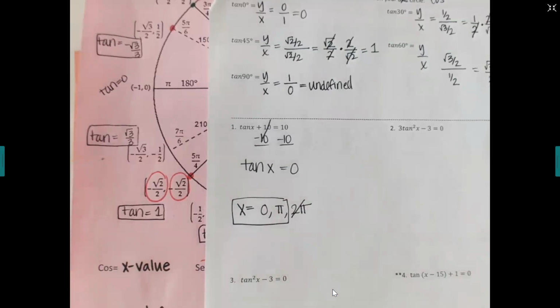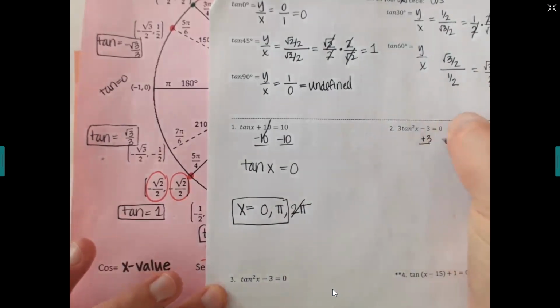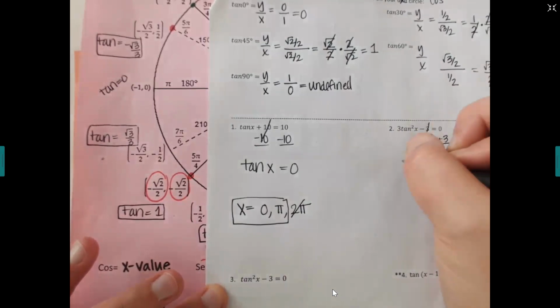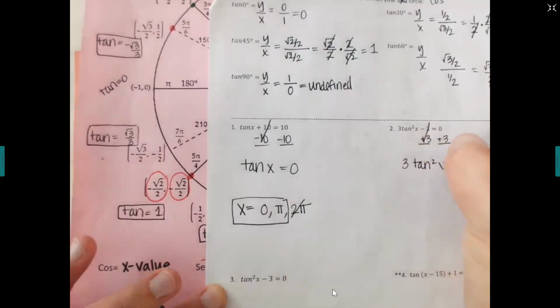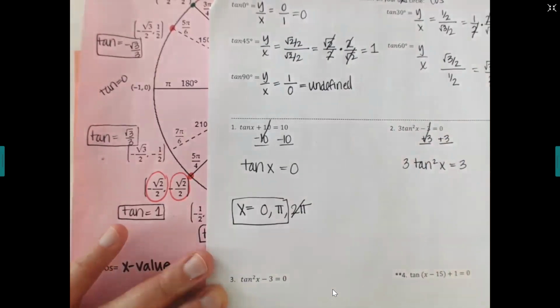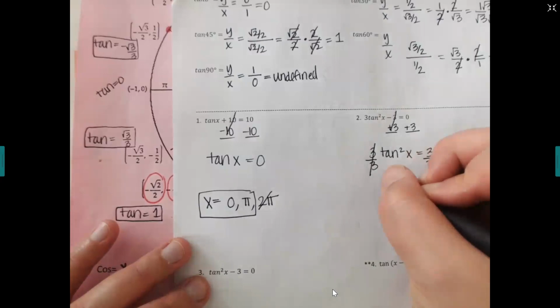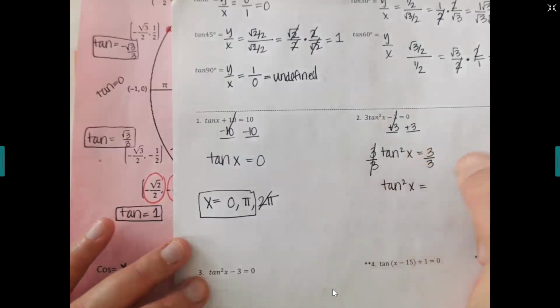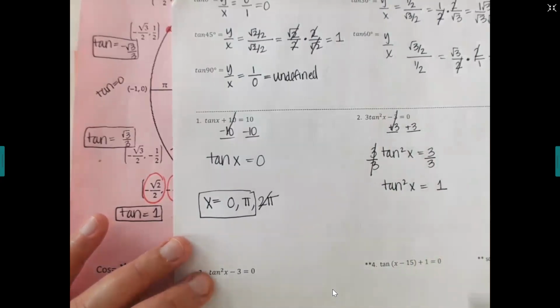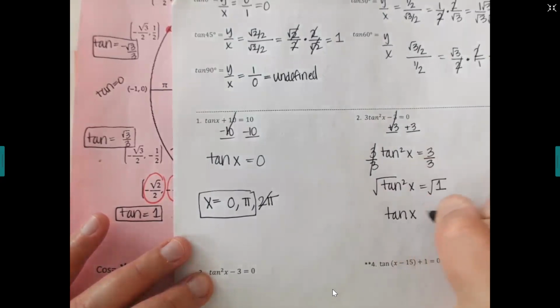Okay, number 2 next to it, what should we do first? Plus the 3. So 0 plus 3 is 3. Next step, what should I do? Divide the 3. That means that tan squared equals what? Hold on, 3 over 3 is what number? 1. Okay, we're not done yet. What do we do next? Square root. And when you square root 1, what is the answer gonna be? Plus or minus 1.